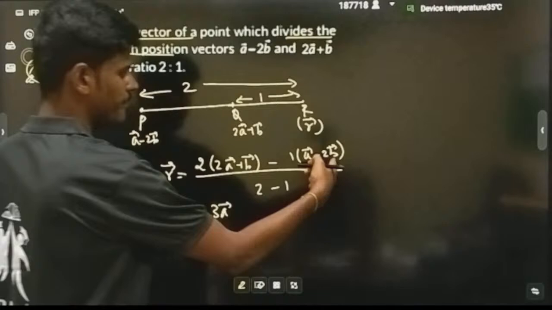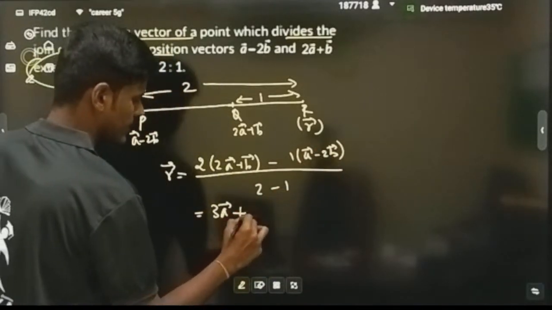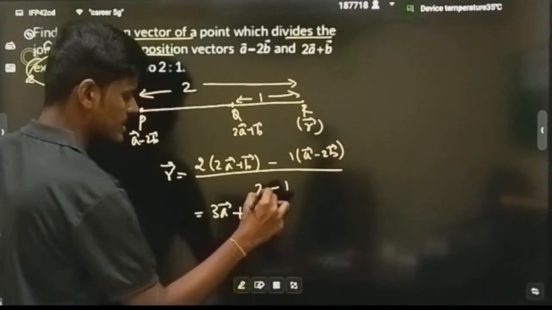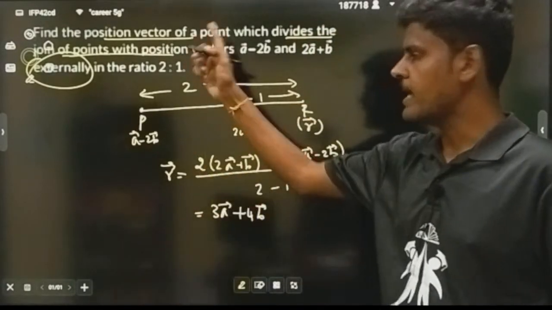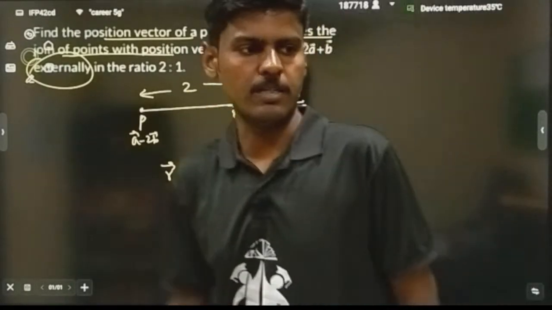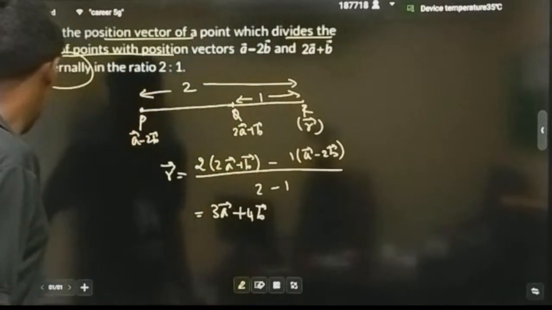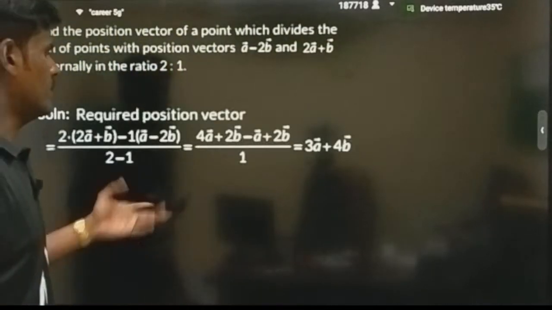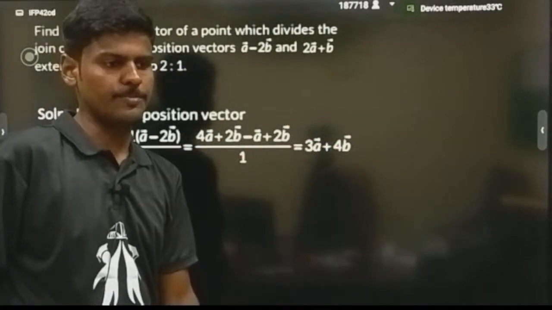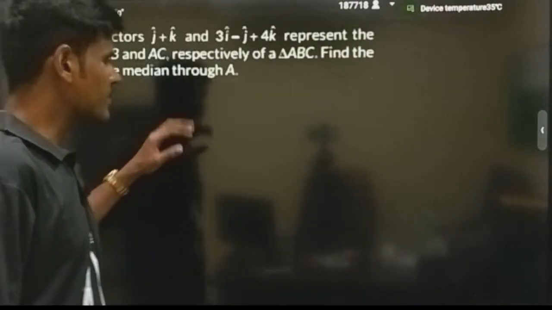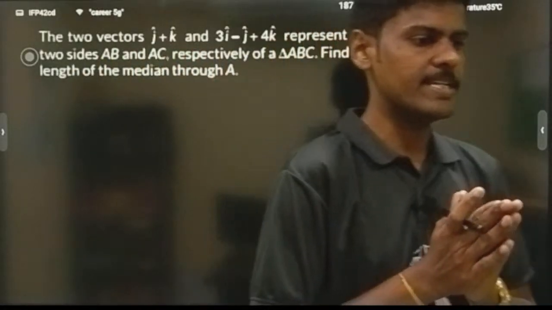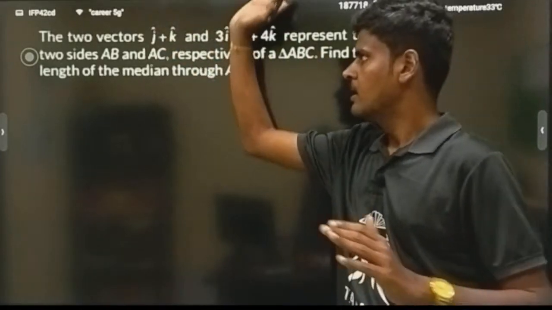Again 2B plus 2B, that is 4B. So what is the answer, students? It is 3A vector plus 4B vector. That is the required answer of position vector point R. Right? What is the answer? 3A plus 4B vector. Again, the procedure is the same. It is a very simple concept. Vector is a very high scoring as well as an easy topic.